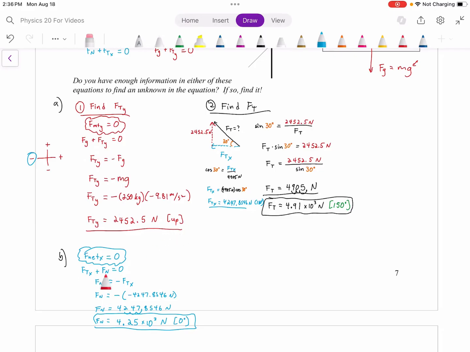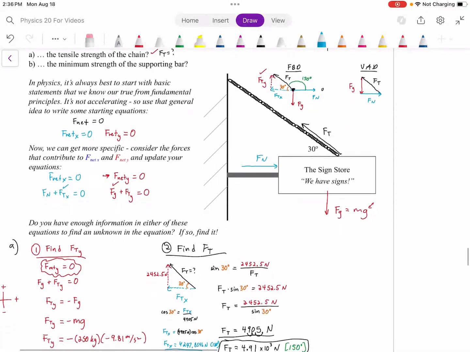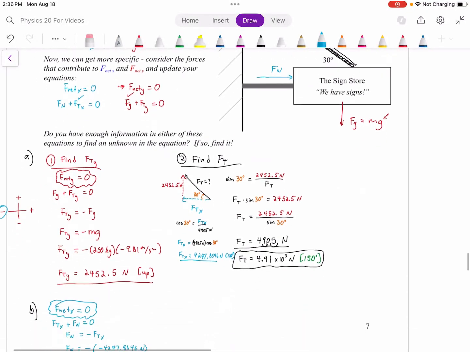Do the same in the x, okay? And take it nice and simple to begin with, and then you get more specific to your problem as you go. Notice how helpful our diagrams came in as we worked through that as well.